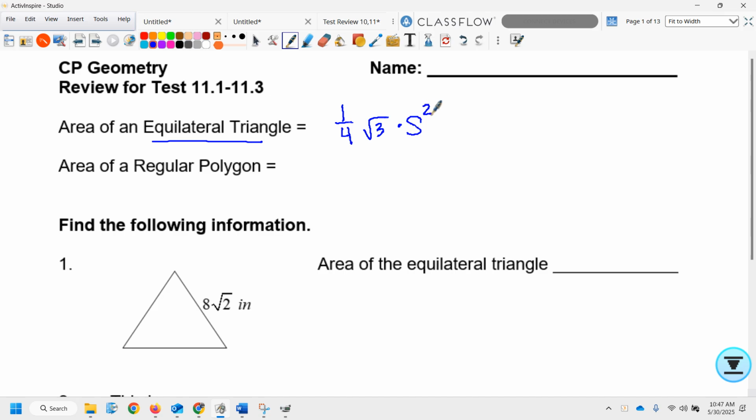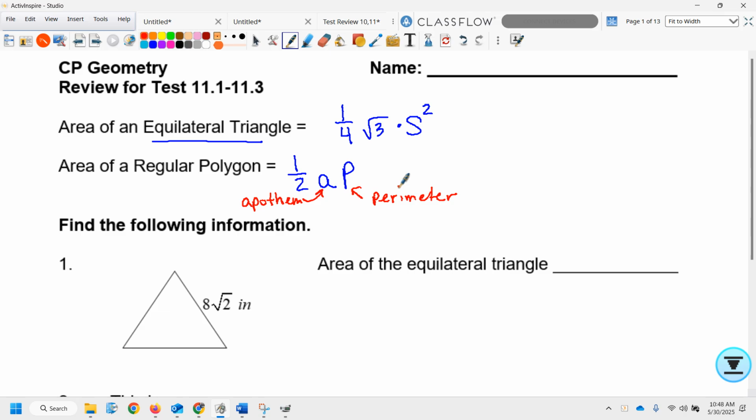Area of a polygon is 1/2 times the apothem times the perimeter. All right, so this is the apothem. I showed you what that was. That's the segment that's perpendicular to one side, and then the P stands for perimeter. That's the perimeter of the polygon. Okay, and regular means all the sides are the same.